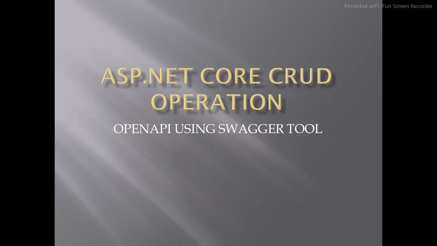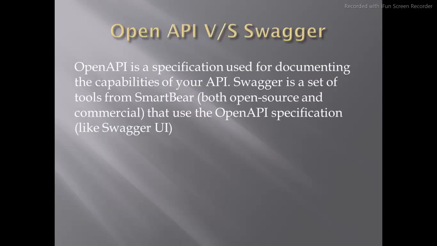Documenting and testing a web API is not an easy job. So in this tutorial I will be showing the easiest way you can document your web API and test it using the Swagger tool. So what is basically a web API and what is basically OpenAPI? OpenAPI is a specification used for documenting the capabilities of your API. Swagger supports this using its own UI. Let's see how we can do this in Visual Studio.